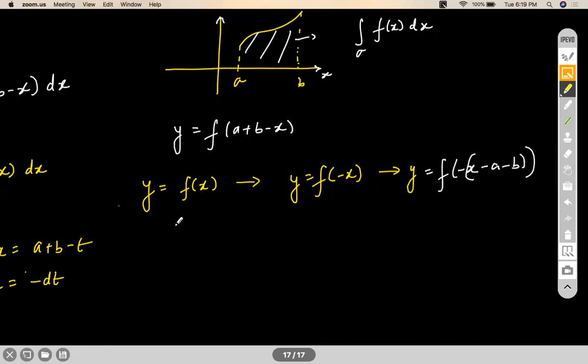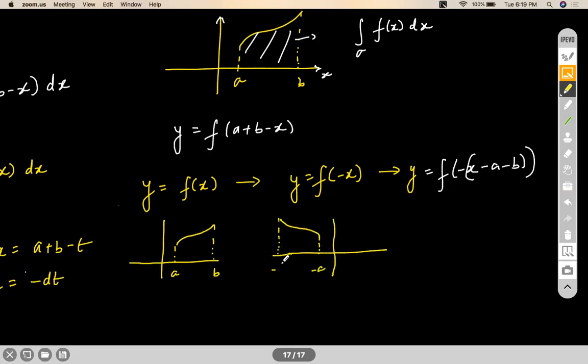Okay. So what all changes happen in the graph? From this graph, it will become something like this. Correct me if I'm wrong. From A to B, it has now got reflected about the y axis and has gone from minus B to minus A like this. Now, this means you are dragging the graph A plus B units to the right.